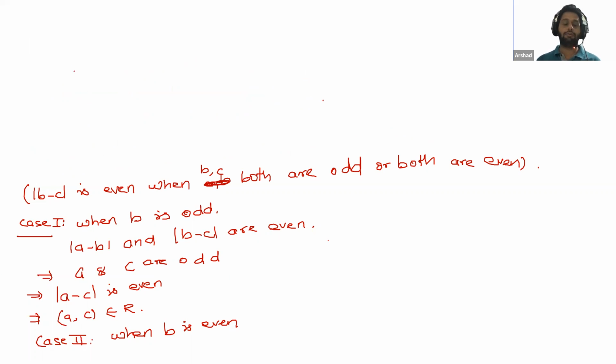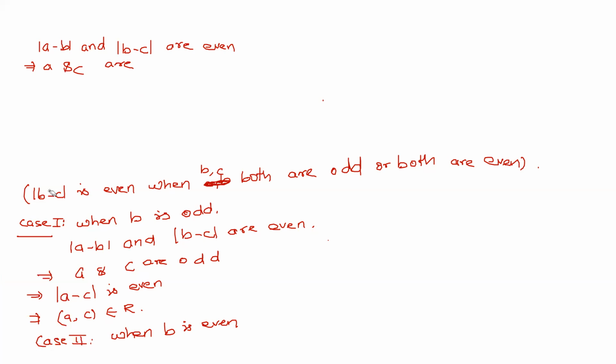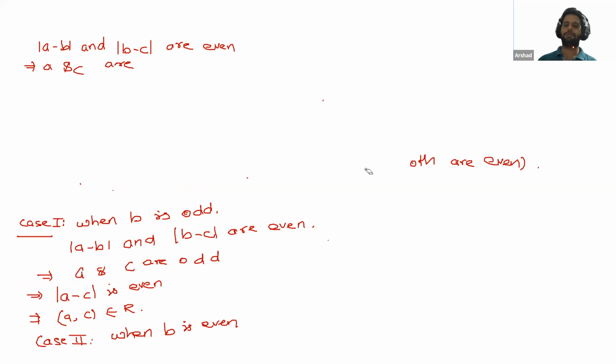Okay, when B is even. The same steps will repeat here. Modulus A minus B and modulus B minus C are even. This is given. So this means A and C are what? A and C are even or odd? Even, because B is even and we are saying that A minus B is even. So that means A and C should also be even, because the subtraction of two even numbers is an even number. A and C are even. If A and C are even, then their subtraction will also be even.